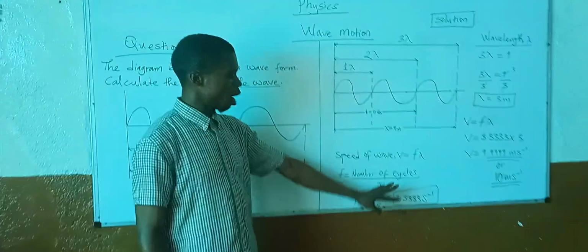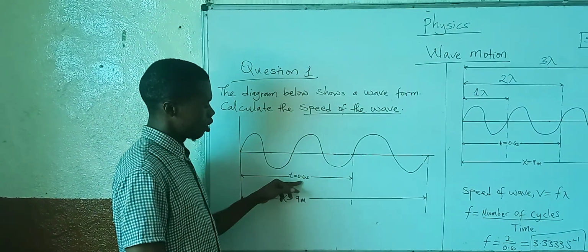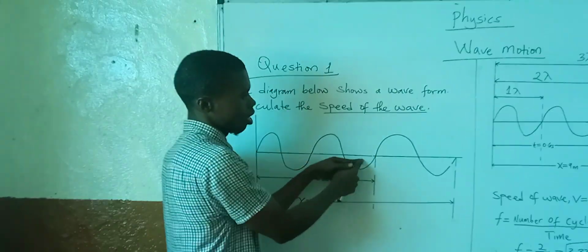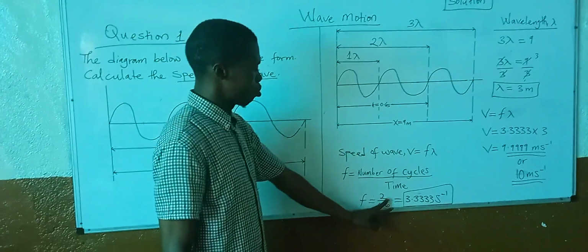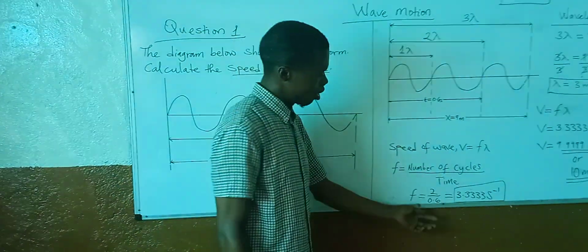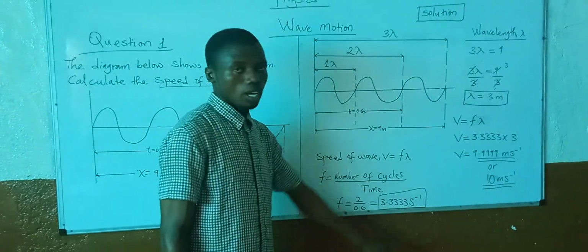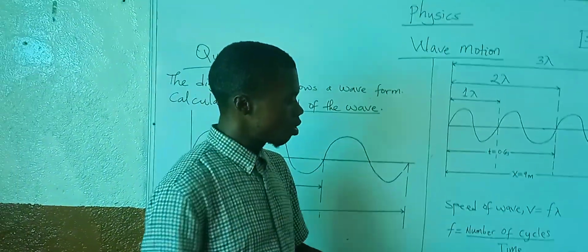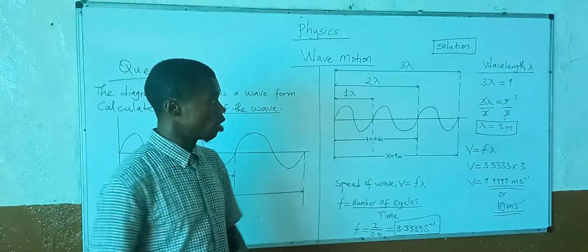The frequency is the number of cycles per time. So the number of cycles covered in this time is 2 cycles, because from here is 1 cycle, here is another cycle. So the number of cycles is 2, and the time taken is 0.6 seconds. If we divide this, we get 3.333 per second. Now the SI unit for frequency is hertz, but in this case we can use per second, which is one of the units, but not the SI unit.